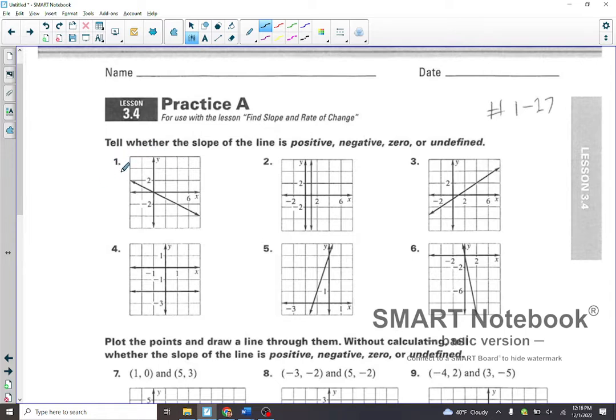Tell me if the slope is positive, negative, 0, or undefined. When quickly looking at the line, a positive slope goes up and right. A negative slope goes down and right. A 0 slope is a flat line. And an undefined slope is a vertical line. So if it matches this kind of shape, it should match the type of answer here. So number 1, when you go right, it's going down. So since it's going downstairs as you go right, this is a negative slope.